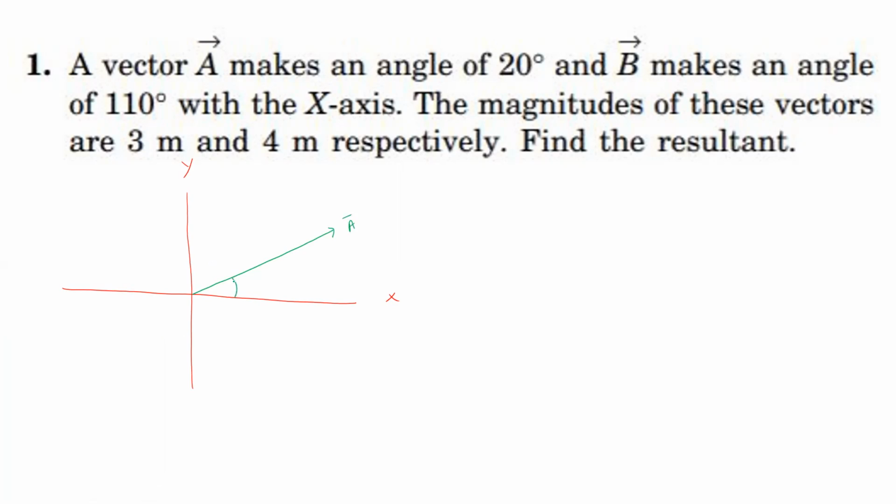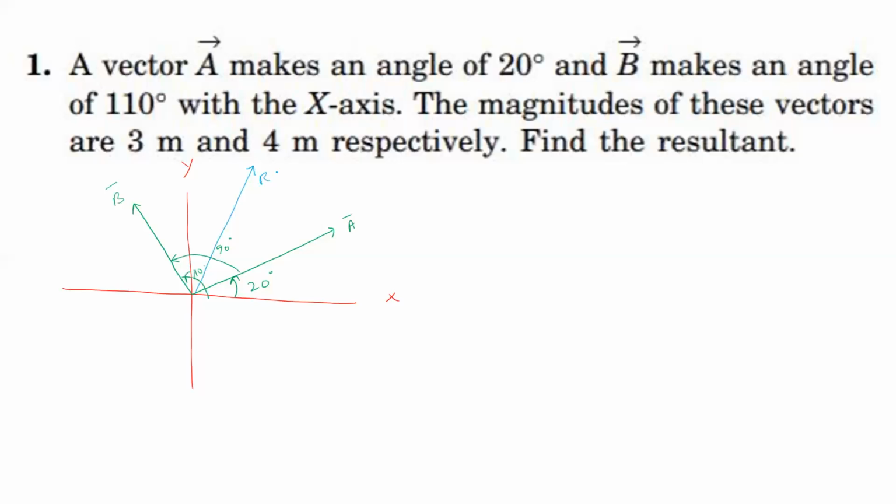This A bar makes an angle with the x-axis of 20 degrees, and B bar makes an angle with the x-axis of 110 degrees. Now we have to find the resultant between these two vectors. So see here, B bar makes an angle of 110 degrees and A bar makes 20 degrees. So the angle between A bar and B bar is 110 minus 20, which is 90 degrees. Now the resultant between these two vectors will be in this direction.